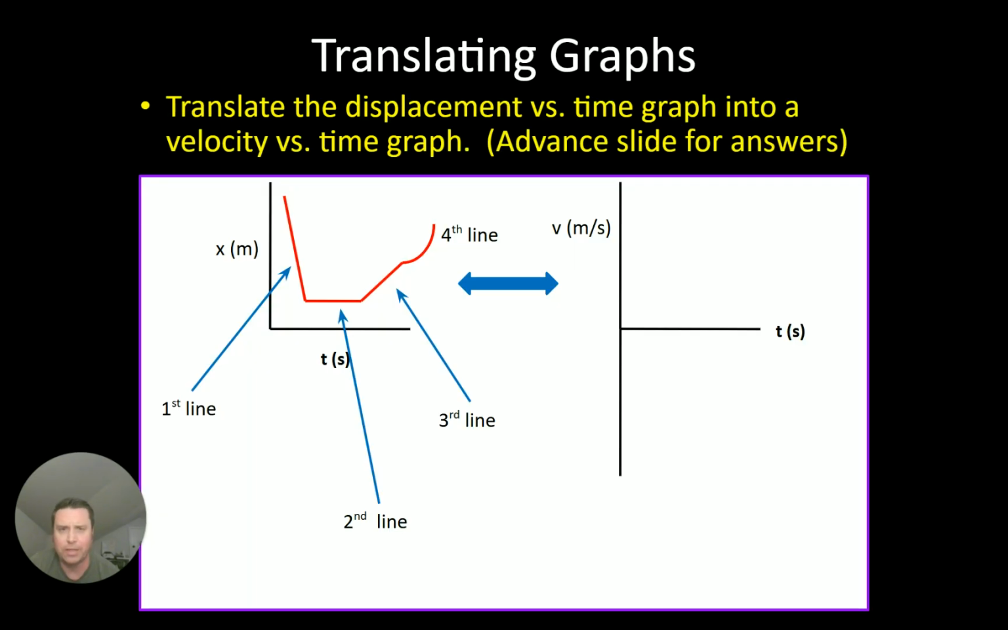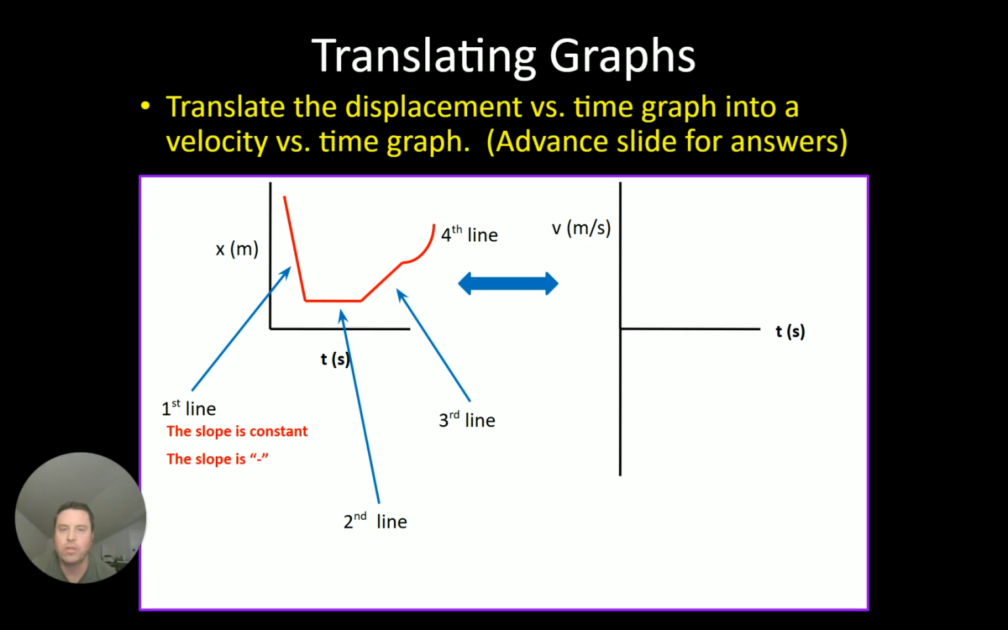So translating graphs real quick. This will come up this week or next week. This is a position time graph, and what we can tell from it is that we can look at the slope. The slope of the line, how steep it is, gives us information about how fast it's going. So this first line is constant because it's a nice steady line. Slope is constant, and it's negative, right? It's going down. That's the first line.